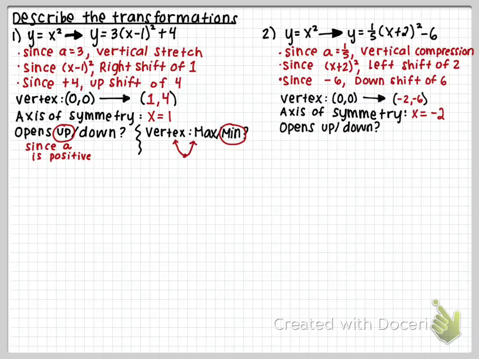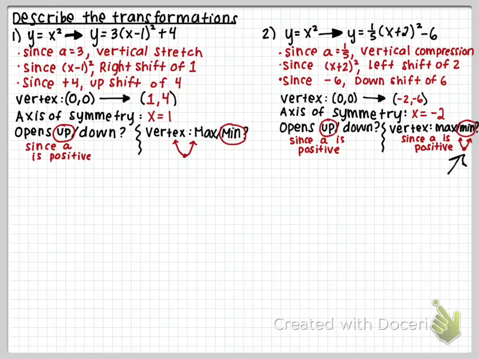Does it open up or down? Is A positive or negative? A is positive, right? So if it's positive, it opens up. And then also, is our vertex a maximum or a minimum? Well, since A is positive, it's a minimum, and this is how our graph looks.